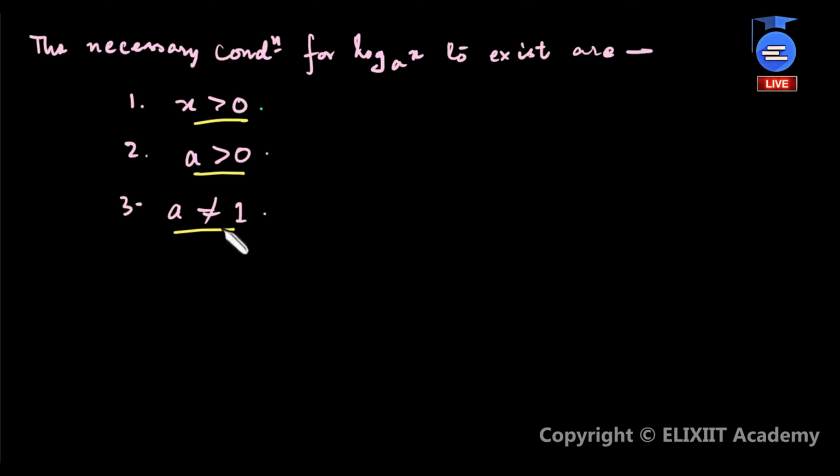When a is greater than 1, then log x is an increasing function. The graph of log x will be an increasing function graph. And if a lies between 0 and 1, if a is a proper fraction, then the graph will be decreasing. We have discussed this under the function chapter, in the concept of domain and range, when we were discussing graphs.